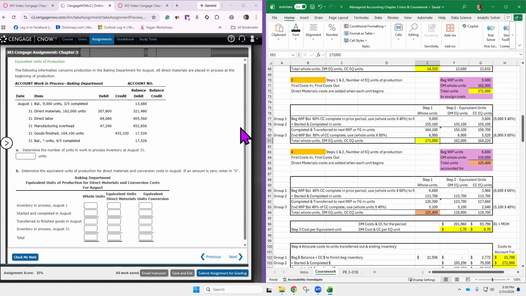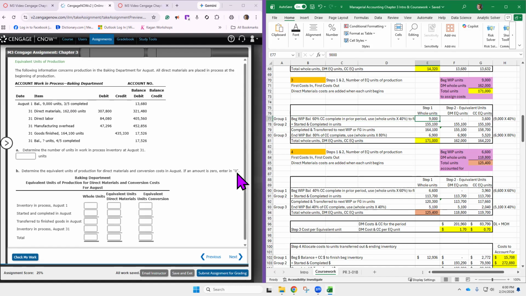So group 1, and this is very detailed. Group 1, beginning WIP balance, it's 60% conversion cost complete in a prior period. So 3/5 is 60%. So whole numbers times 40 to finish conversion costs. So we put the whole units there.